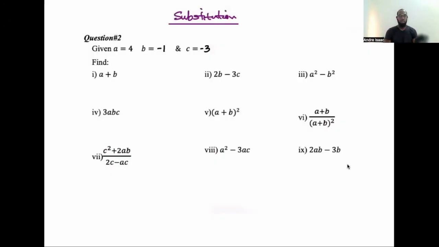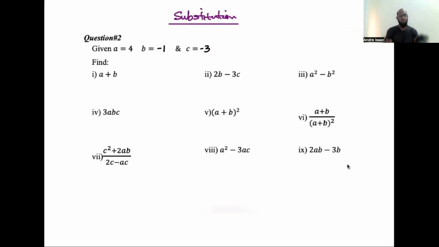We will take a look at substitution, which is simply replacing the letter with the number. They said A is equal to 4, B is equal to -1, and C is equal to -3. So we are going to replace the letter with the number. Wherever we see A, we put in 4, B is -1, C is -3. All right, so let's jump right into it.